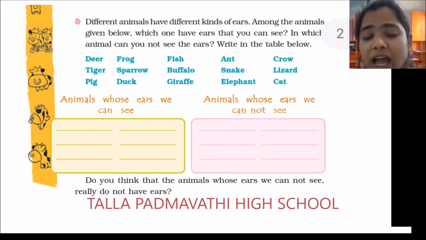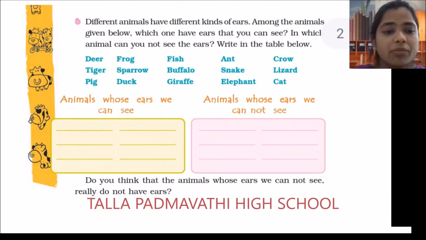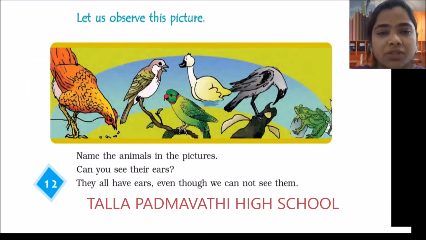Now, do you think that animals whose ears we cannot see really do not have ears? No, they will have ears, but we cannot see the ears externally. Frog will have ears, fishes have ears, and birds have ears, but we will not be able to see them. Let us observe this picture.